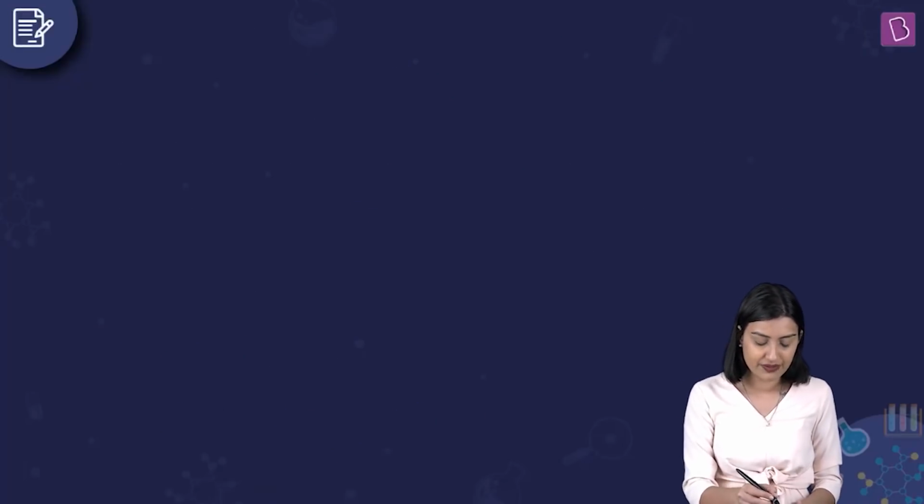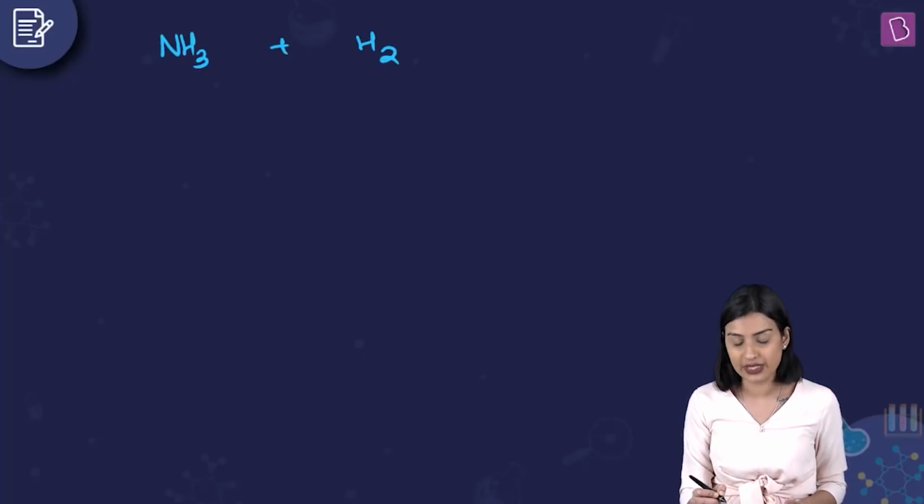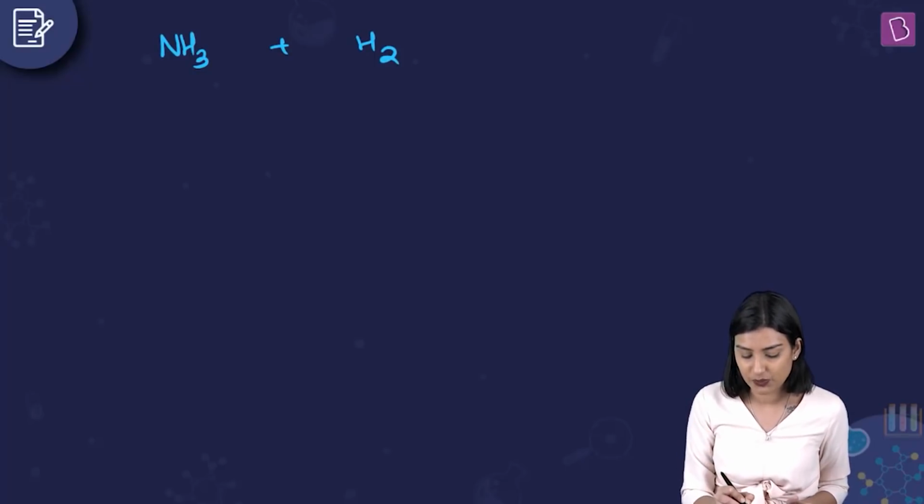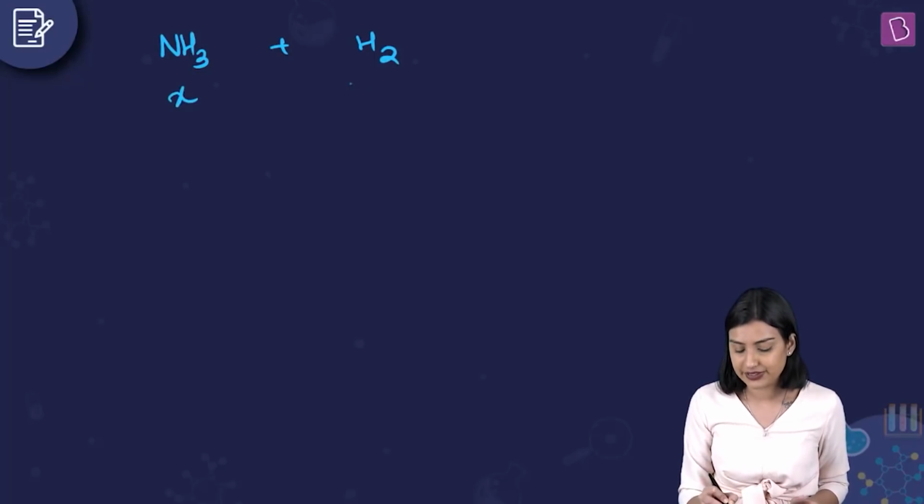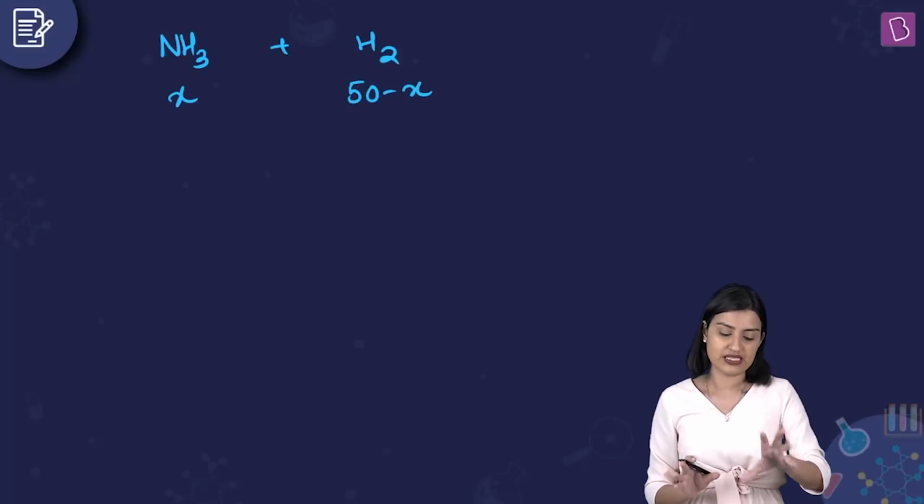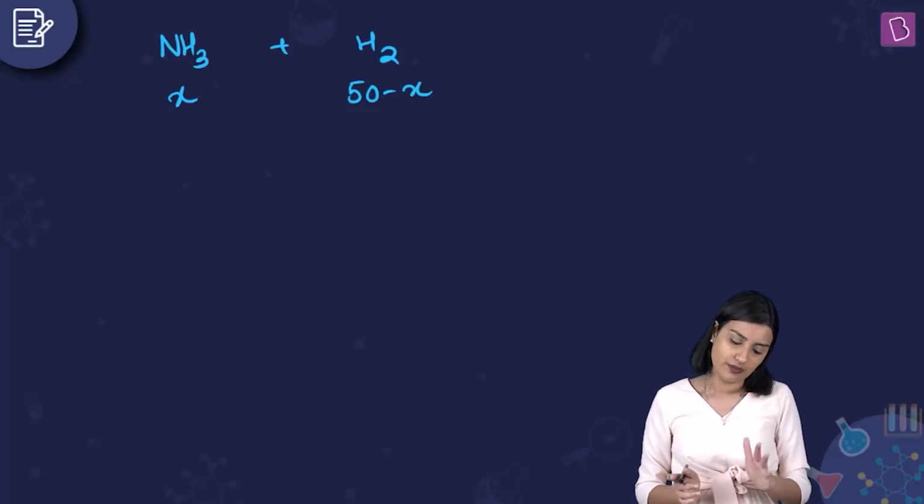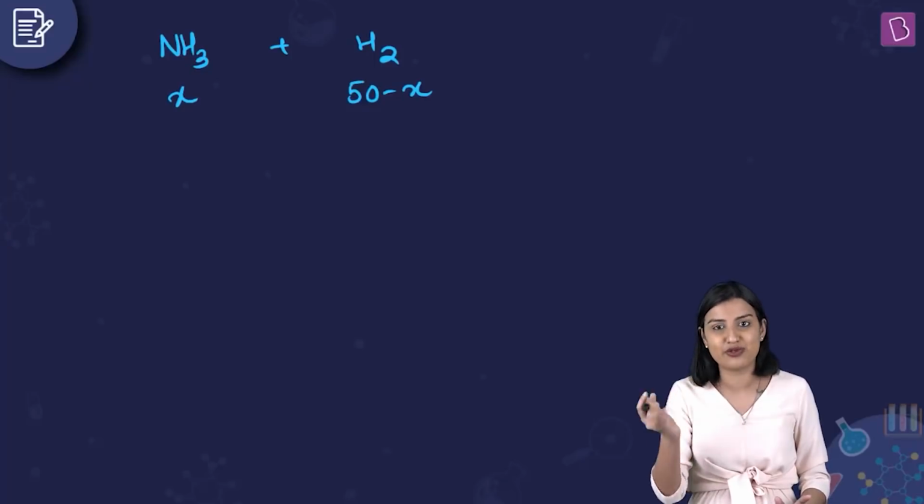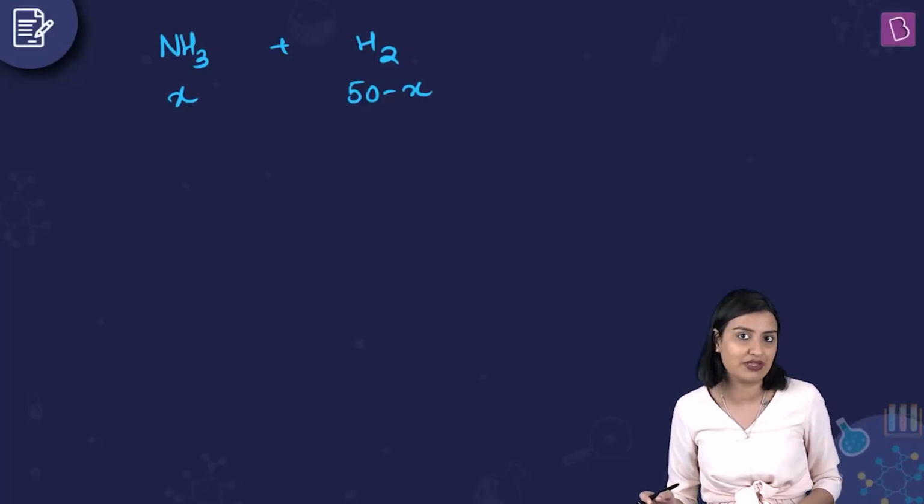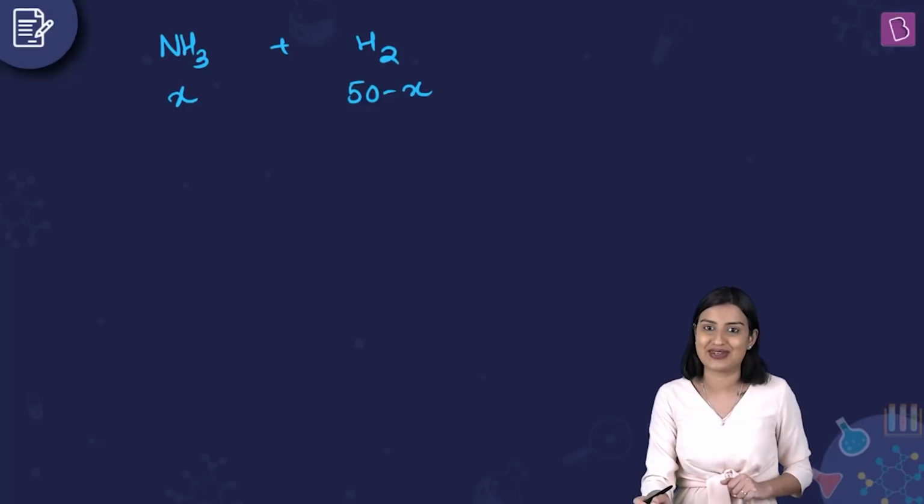So, what do we have here? We have a mixture of ammonia and hydrogen. I'll say that initially ammonia was X and hydrogen was 50 minus X ml in the given mixture. So X ml of ammonia, 50 minus X ml of hydrogen. Initial composition of the mixture. Basically, if I find out this X, then I'll be able to find out the percentage of ammonia by volume in the mixture. Right? So the aim is to find out X.